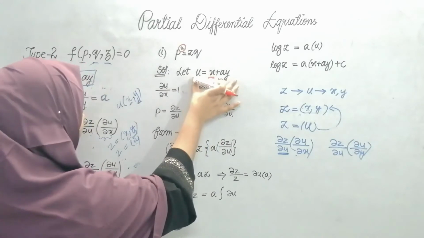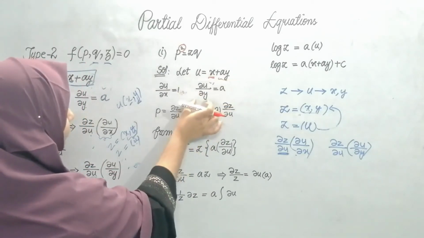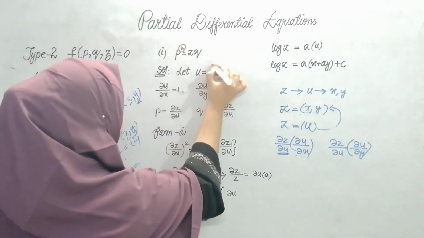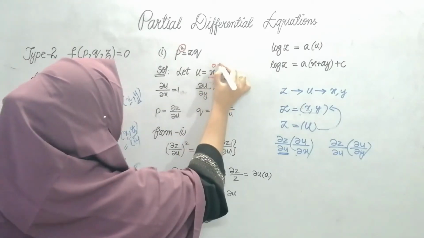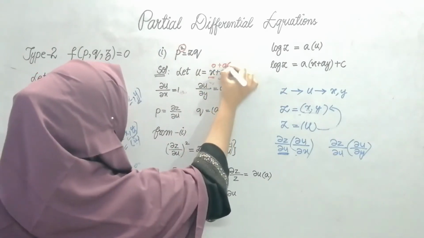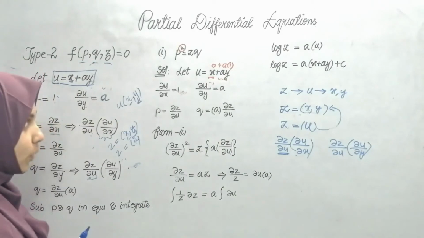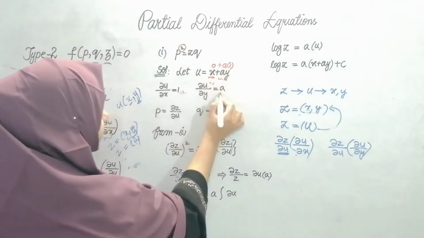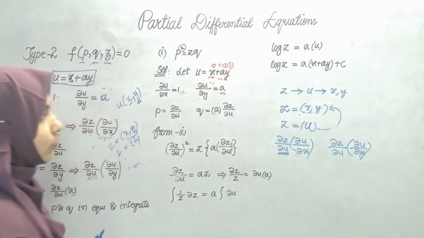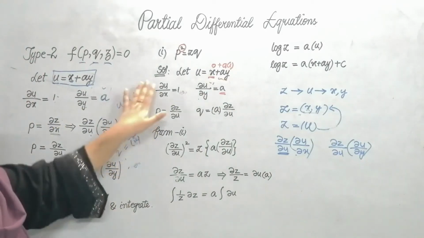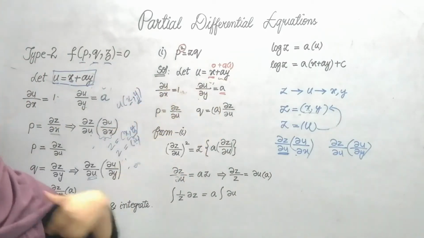Now next. Same equation, now I'll be differentiating with respect to y. So here if you see, the x term will be 0, plus a will be as it is because it is a coefficient. Then y का differentiation is 1. So what will I get? a into 1 is a. So ∂u/∂y I got as a. Done. ∂u/∂x is 1. ∂u/∂y is a.